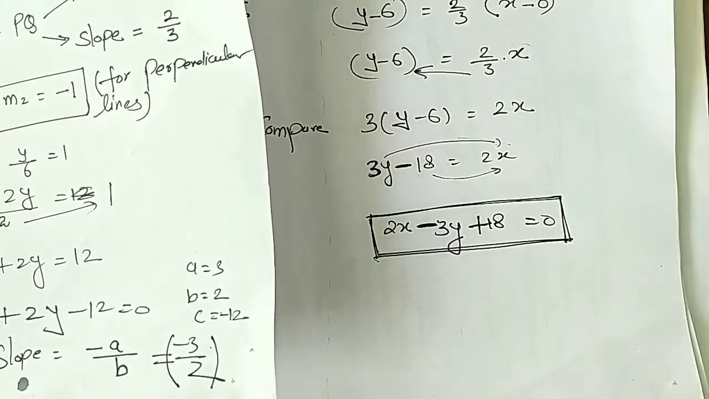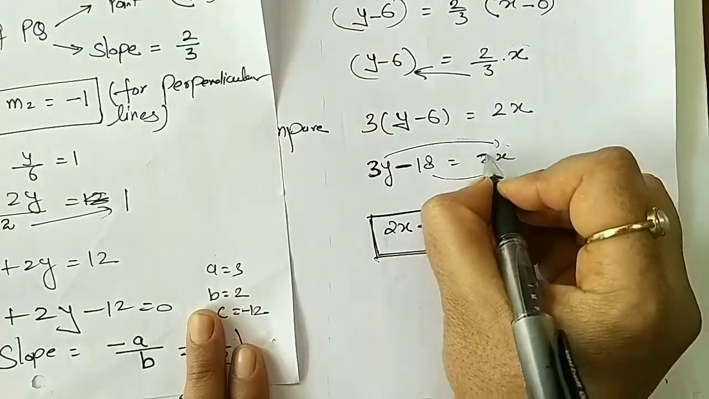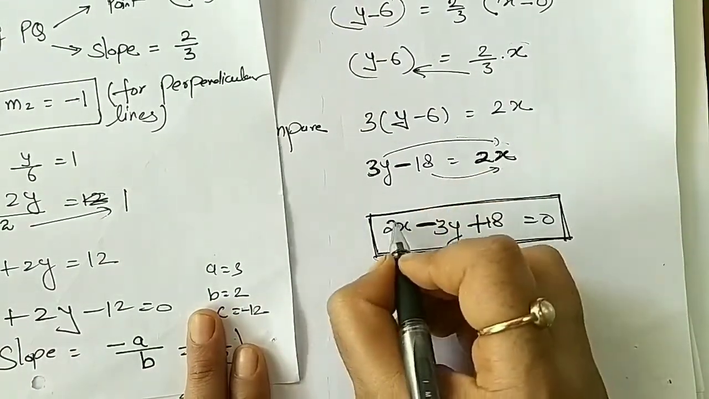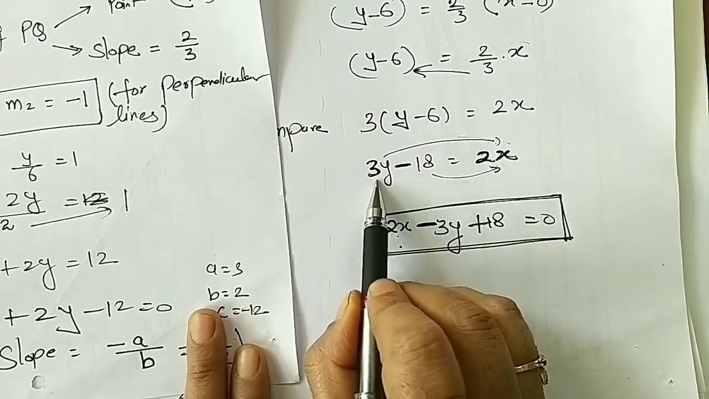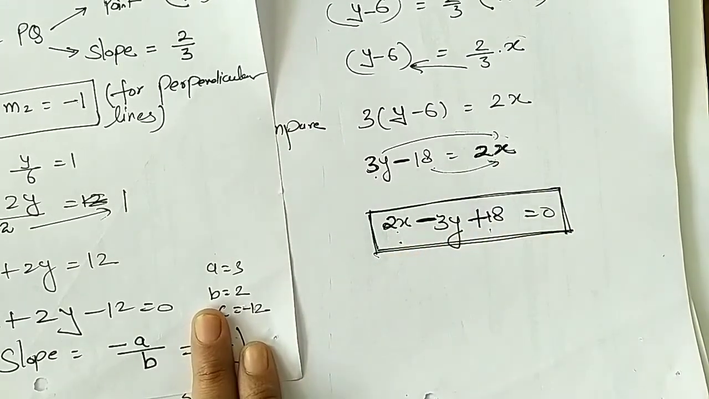So whenever you try to write the final equation, guys, try to keep the x part positive. Okay, so I wanted to keep x part positive, that's why I am bringing 3y and 18 this side.